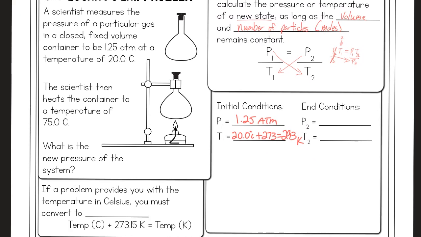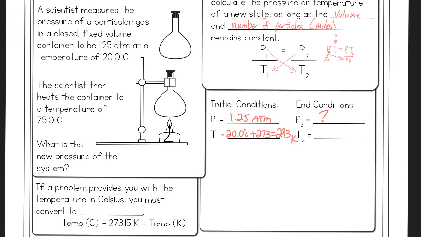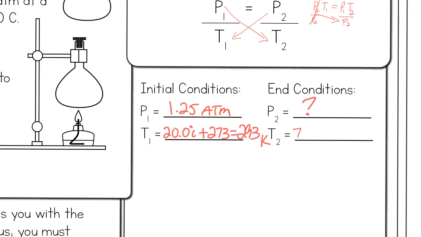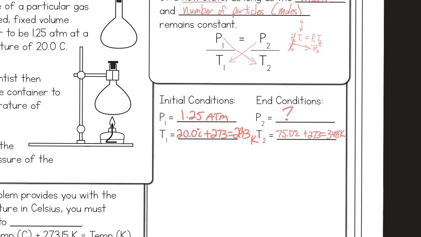I'm going to go for my ending conditions. I'm solving for pressure. My ending temperature is 75.0 degrees Celsius. I have to add 273, and that's going to give me a final temperature of 348 Kelvin. So now I'm going to rearrange my formula and then substitute in my values.